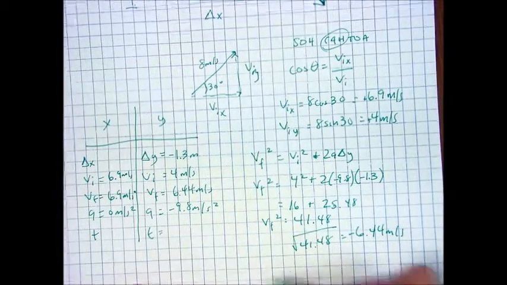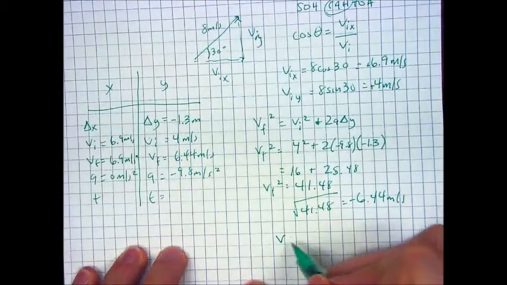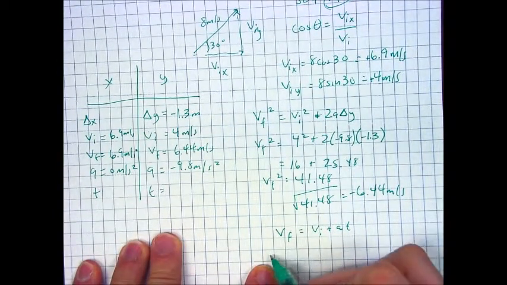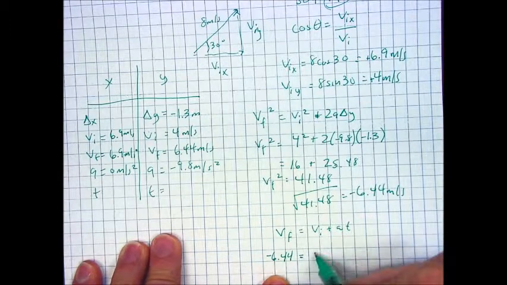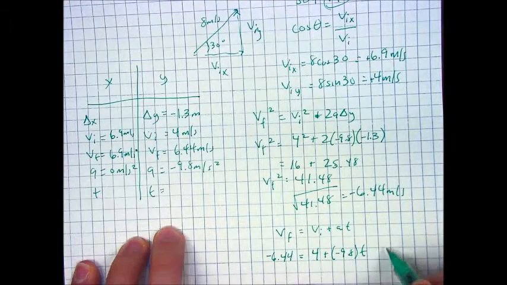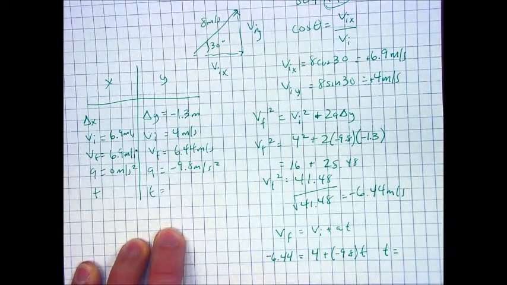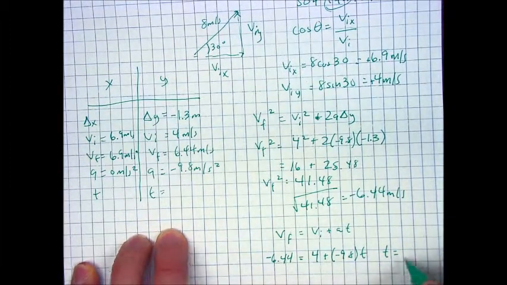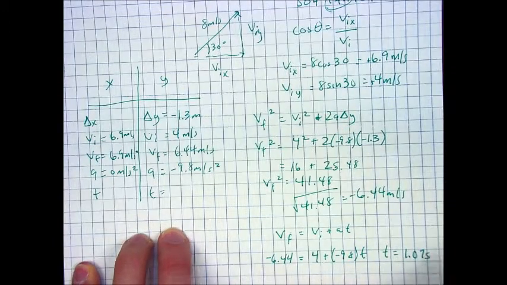Finally, we can get time just by doing this equation here. V final is equal to V initial plus AT. V final is negative 6.44. V initial is positive 4. Negative 9.8 times T. Just solve that quickly. First, you subtract 4 on both sides, so you get a negative 10.44, and then divide that by negative 9.8. Remember, you should get a positive time, 1.07 seconds.